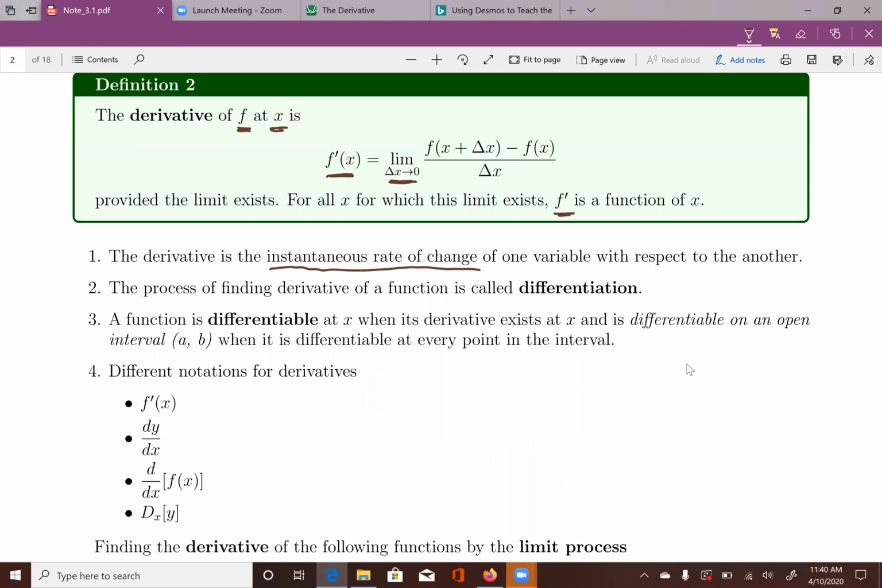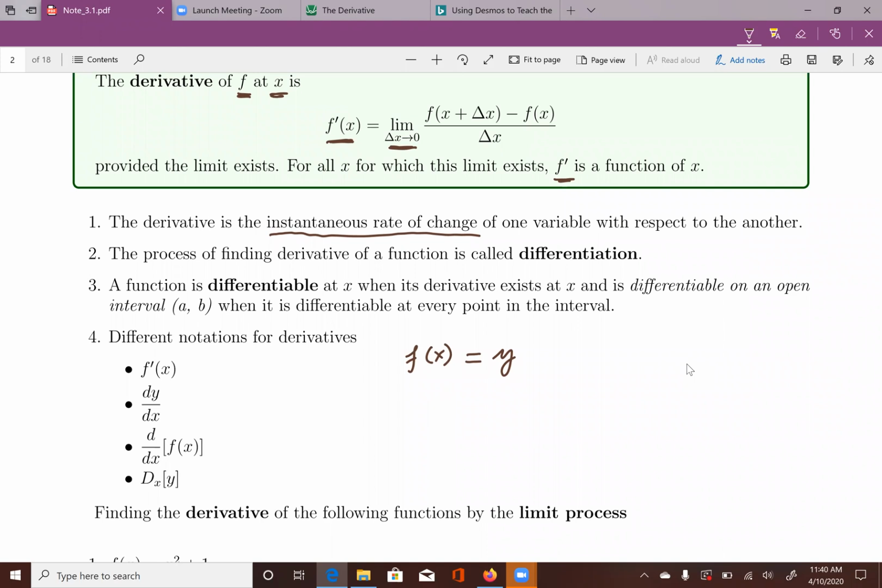For example, if you're talking about the function f of x, then the derivative f prime of x is the instantaneous rate of change of the variable f of x in terms of x. So x is the input and f of x is the output. Sometimes people use y instead of f of x, or you use f of x instead of y. And then the process of finding the derivative is called differentiation.